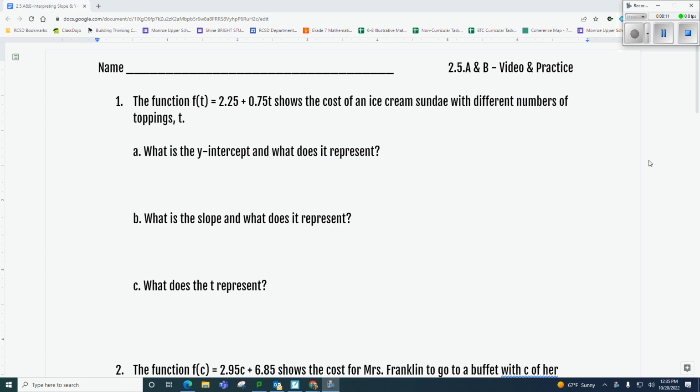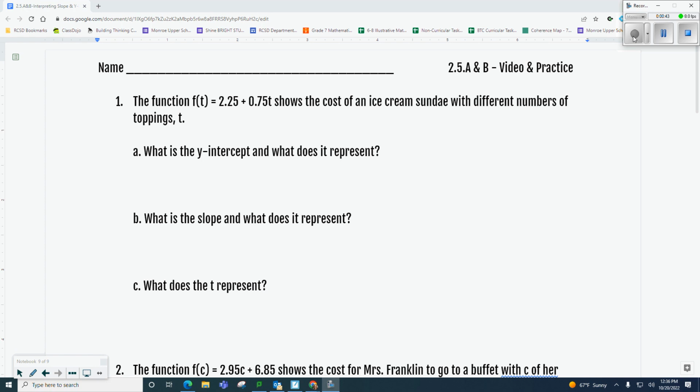Today's learning target is I can interpret the slope and intercept of a linear function in context. Okay, so we're going to take a look at the function equation and think about what each of the parts mean. For this first example, the function f of t equals 2.25 plus 0.75t shows the cost of an ice cream sundae with different numbers of toppings t.